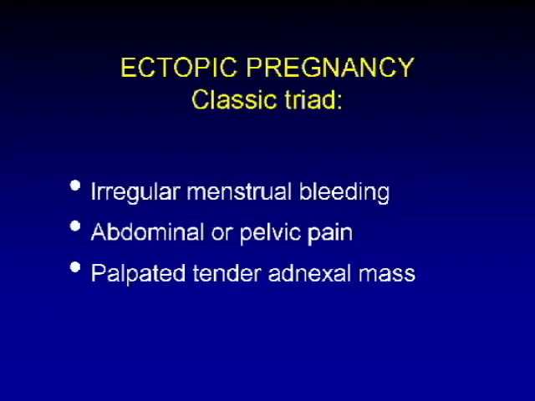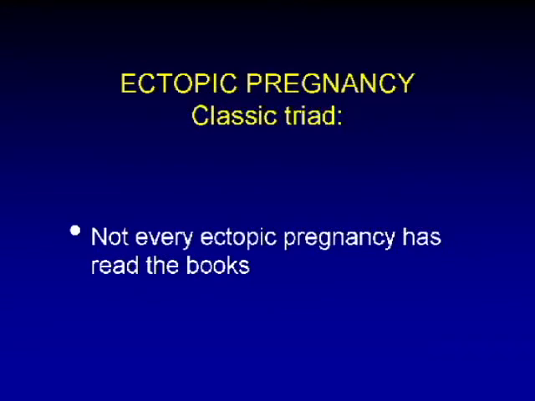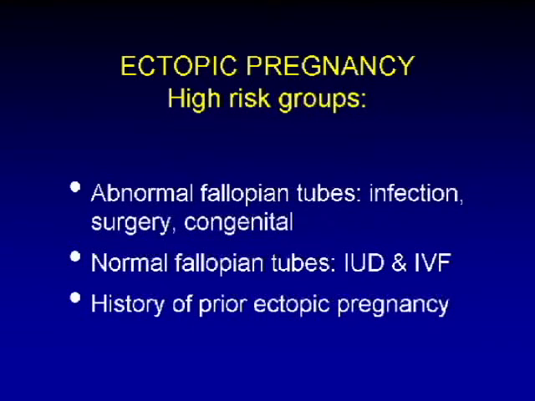We know the classic triad of the ectopic pregnancy, which is irregular bleeding, abdominal or pelvic pain, and a palpated tender adnexal mass. But this kind of presentation is only present in about 45% of patients. And as we know, not every ectopic pregnancy has read the books. So we have to particularly pay attention to high-risk patients who have abnormal fallopian tubes due to infection, surgery, or congenital abnormalities, or patients who have normal fallopian tubes or have an IUD or have gone through IVF. And also, it's very important to inquire about the history of prior ectopic pregnancy.